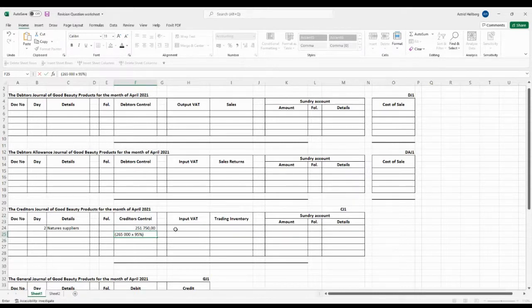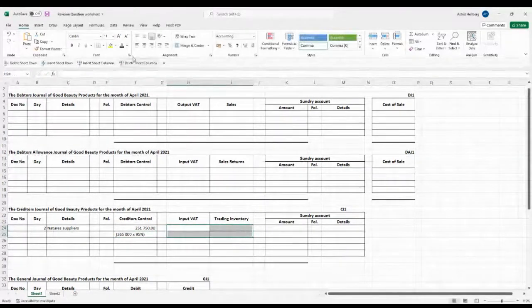Now, because of the fact that we said we are not registered for VAT, that full amount actually goes to the trading inventory and no amount goes to input VAT. Okay, does that make sense? Do you understand why we're not accounting for VAT? Okay.